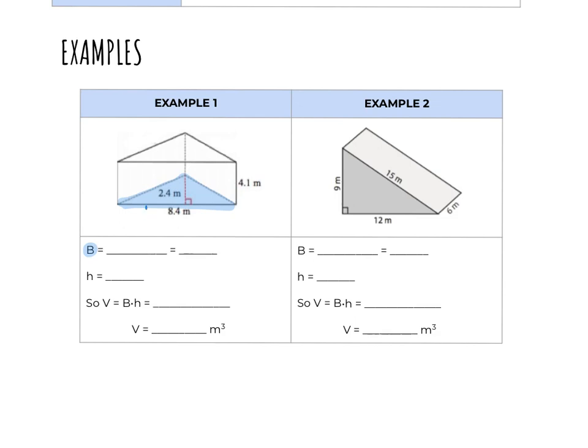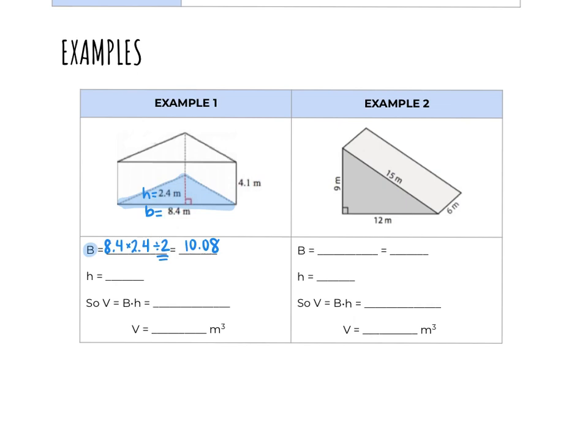So the base length of this triangle is 8.4. The height of my triangle is 2.4. So to find the area, I take 8.4 times 2.4 and divide that by 2, which is what I have to do when it's a triangle. So the area of that triangle is 10.08.